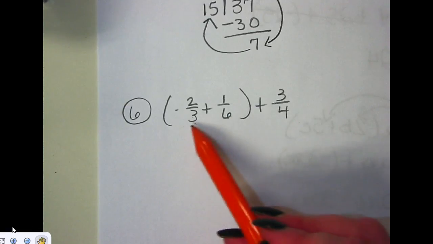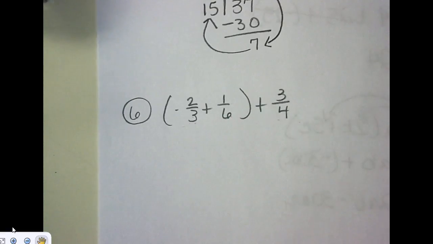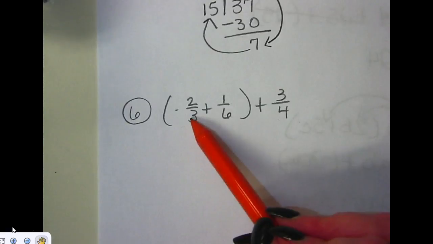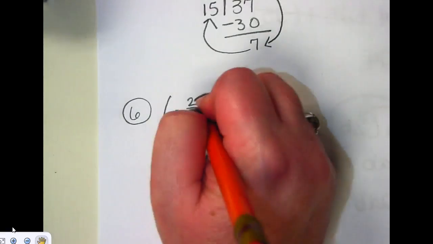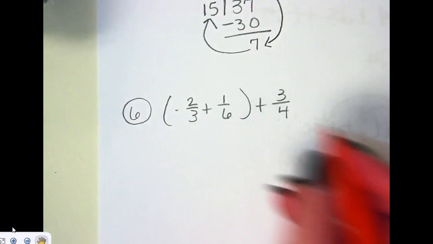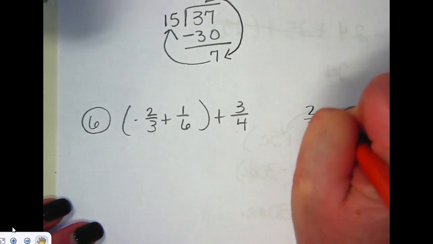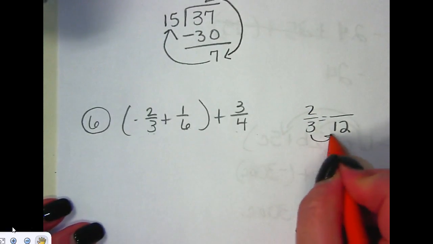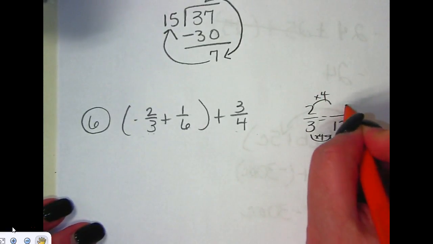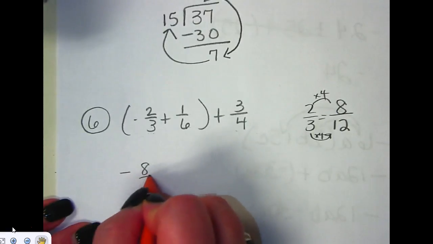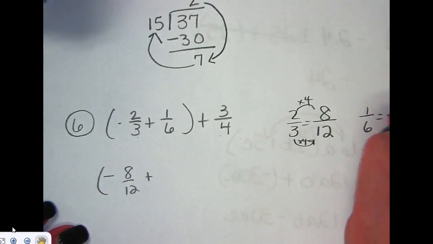Got to find a common denominator for 3, 6, and 4. What do I want to be my common denominator for 3, 6, and 4? 12. So this 2/3 equals how many 12ths? So that's times 4. So I get negative 8/12, plus 1/6 equals how many 12ths?